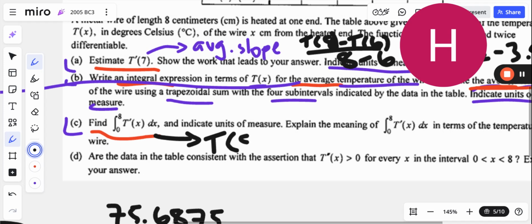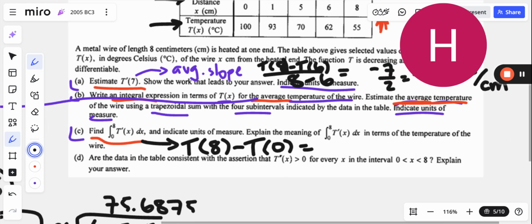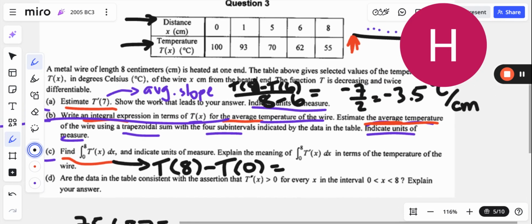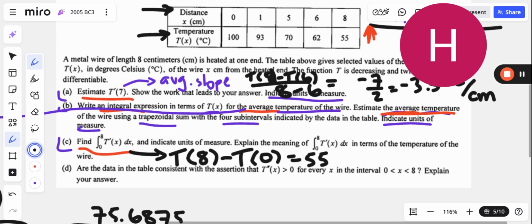So this is just going to be, according to the fundamental theorem of calculus, equal to T(8) minus T(0), which is the overall temperature change. So explain the meaning, we'll do that in just a moment. So this is just going to be 55. Oh, I see what it means. Explain the meaning in terms of the temperature.